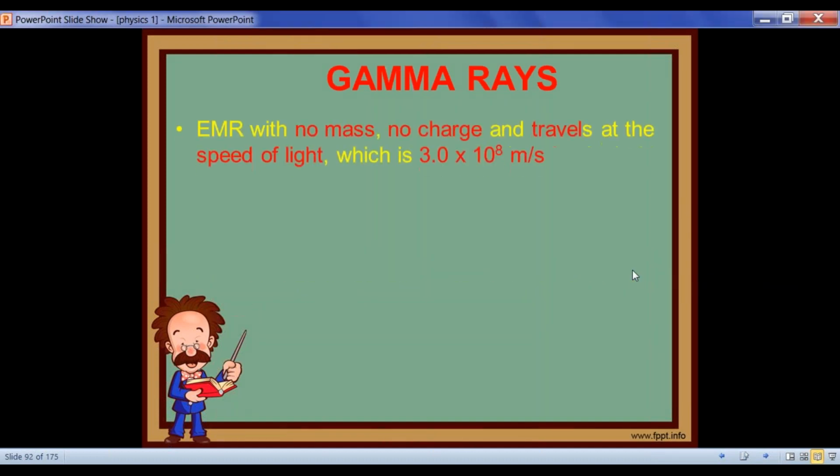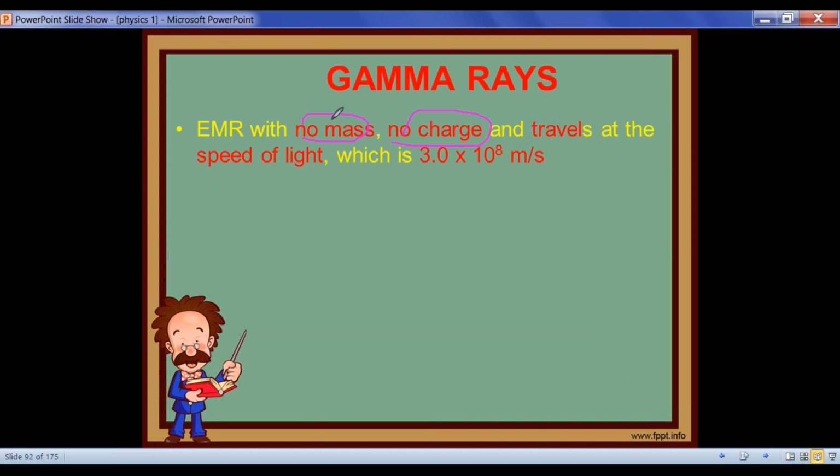So when we say gamma rays, these are electromagnetic radiation with no mass, no charge, and travels at the speed of light. The speed of light is constant at 3.0 times 10 to the 8 meters per second. So, ang ating gamma rays, wala po siyang mass, wala rin po siyang charge.